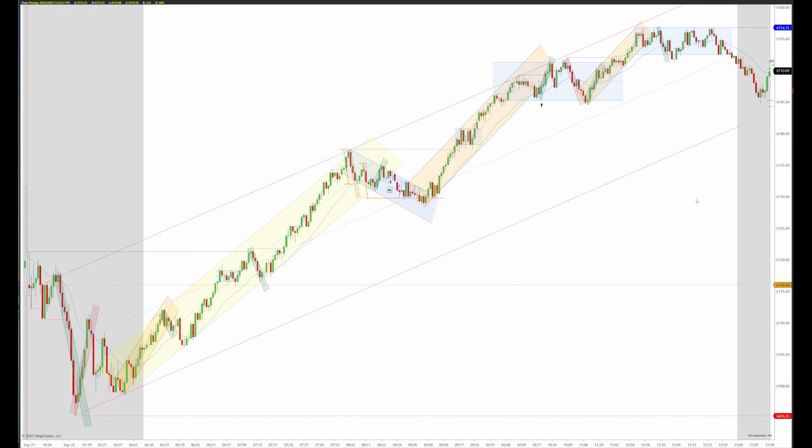September 22, 2025. This is the S&P 500 E-Futures Mini on the 2000 tick chart using NinjaTrader 8. This is what the chart looked like today. There was no economic data to really move the market. Volume today was a little lower.